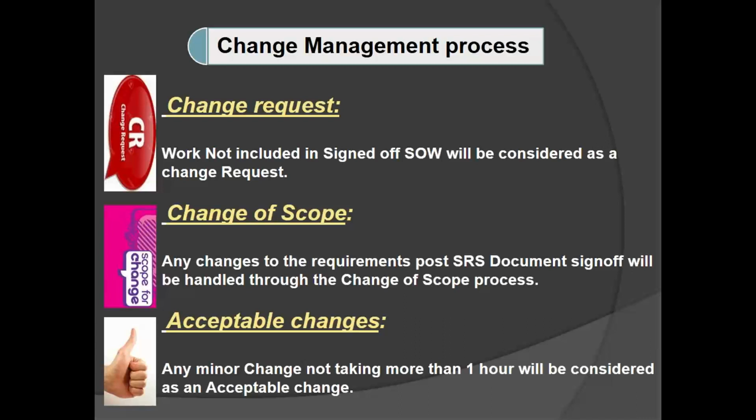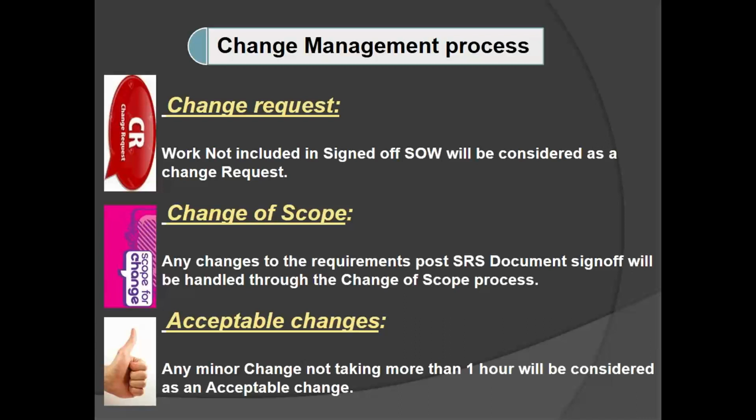Okay. Then acceptable changes means any changes which can be completed within 1 hour, that we are going to call acceptable changes. For acceptable changes, we are not going to charge anything from the client, but for change request and change of scope, we are going to charge some price from the client.